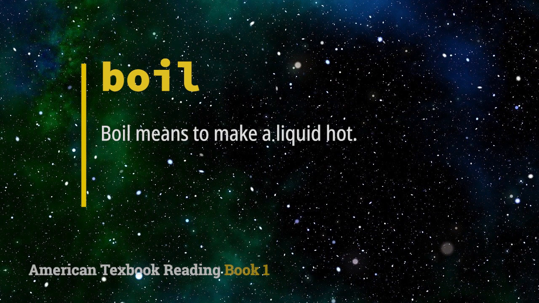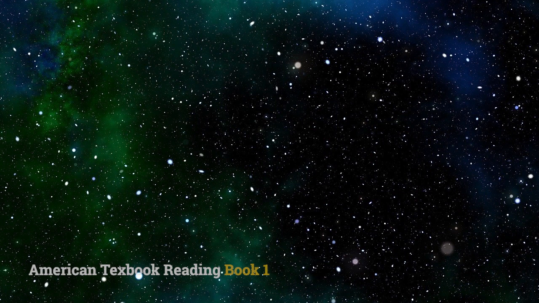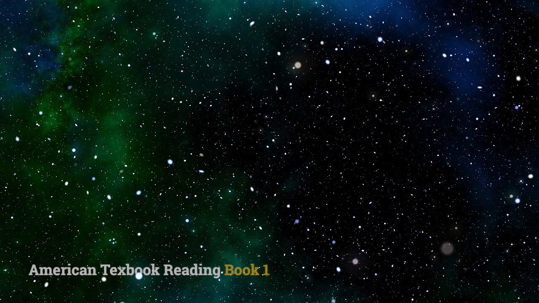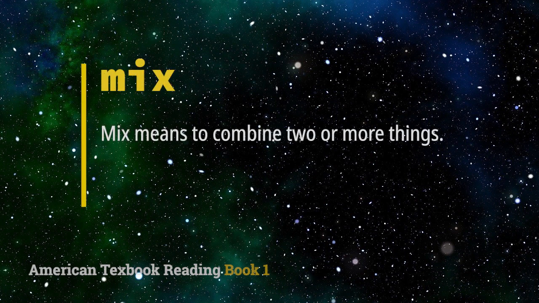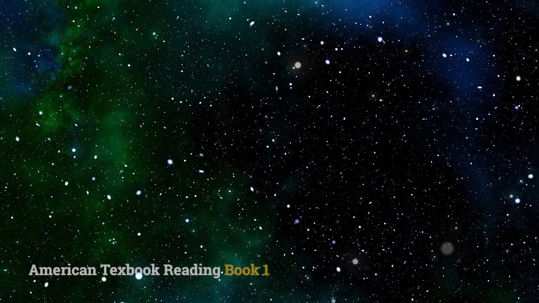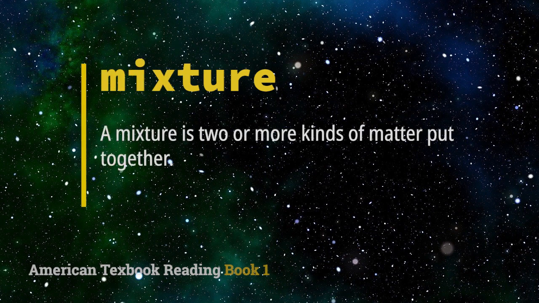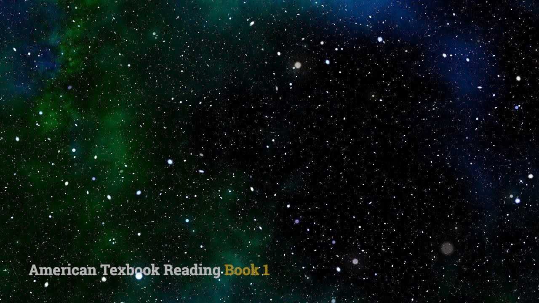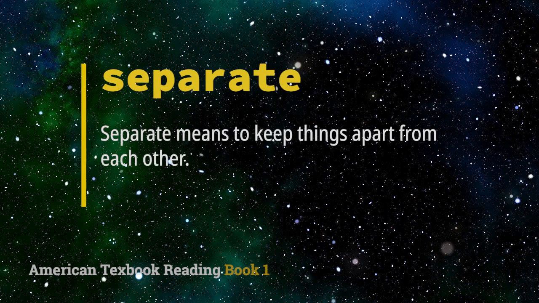Boil. Boil means to make a liquid hot. Flow. Flow means for a liquid to move smoothly. Mix. Mix means to combine two or more things. Mixture. A mixture is two or more kinds of matter put together. Separate. Separate means to keep things apart from each other.